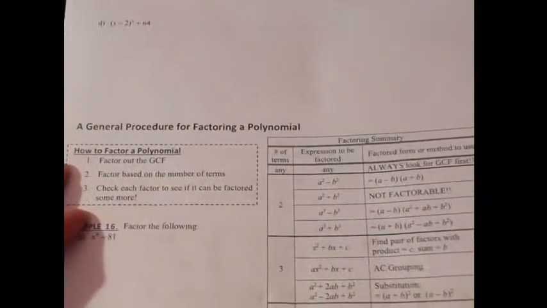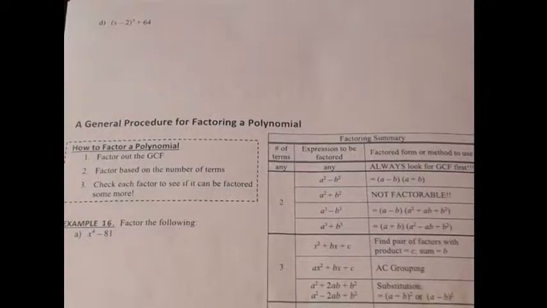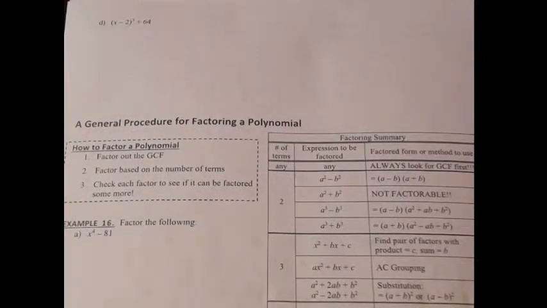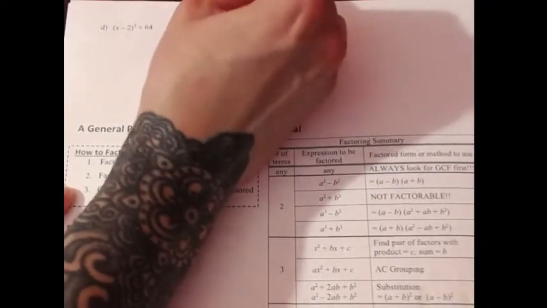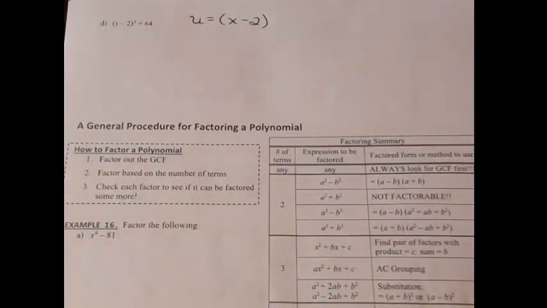And that is part D. We have x minus 2 to the third power plus 64. I'm hoping that when you see a problem like this, that right away your mind says, U-substitution, right? We want to represent this as something that we are familiar with, as something that we're used to. So we are going to call U x minus 2.